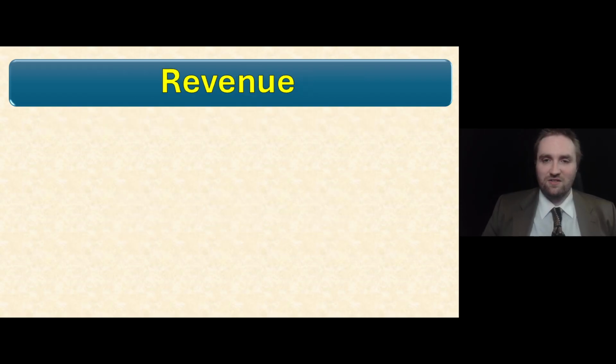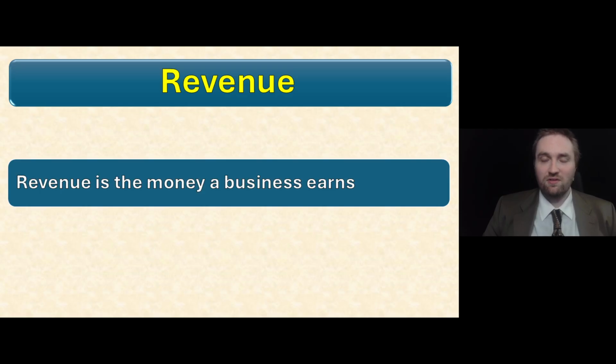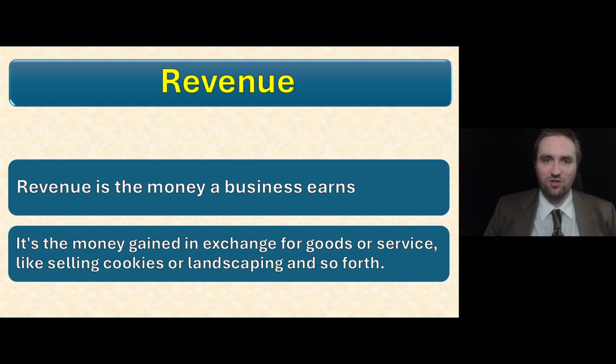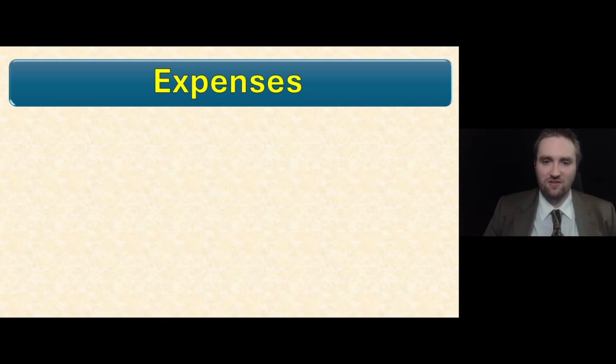All right, it's finally time to learn about revenues and expenses. Then we'll apply that learning to transaction number 5. So, what is revenue? Revenue is money the business earns. It's the money gained in exchange for goods or services, like selling cookies, landscaping, really any good or service you can think of. What are expenses?